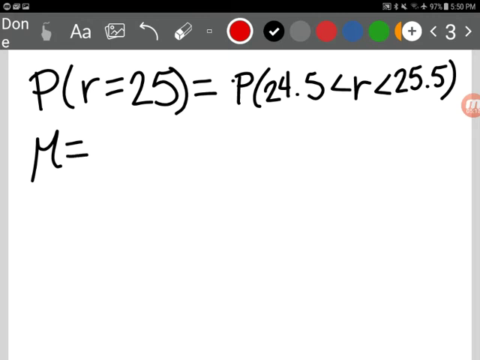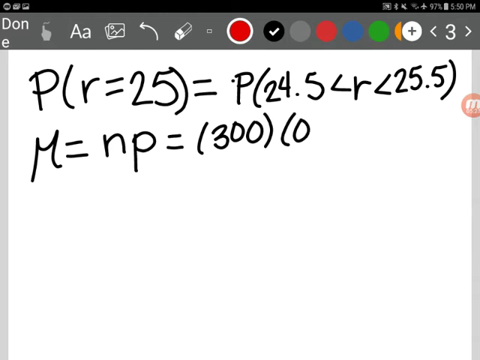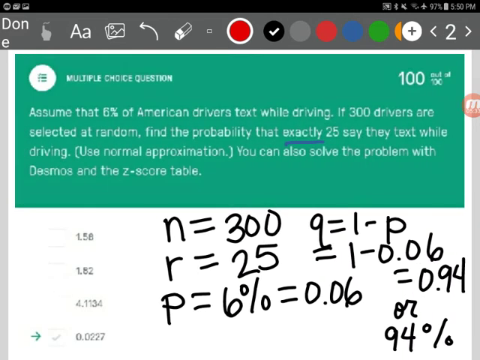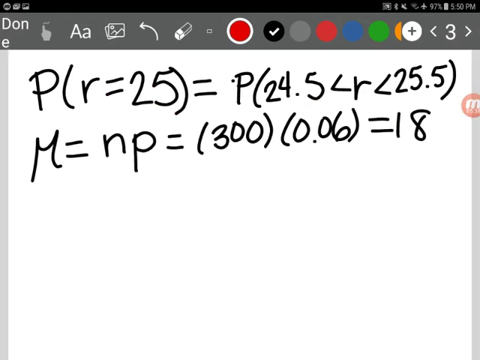For the population mean, we're going to take n, the total, times the probability. N is equal to 300, and our p is 0.06. That equals 18. Make sure you understand how I've identified my n and my p. We calculate that on the calculator, and you should get 18.